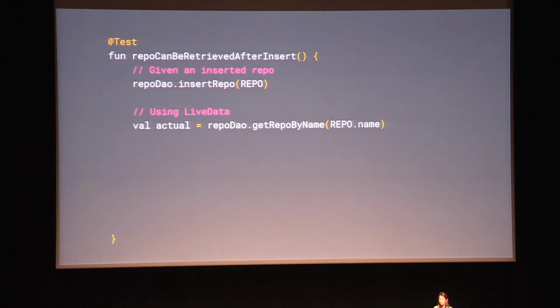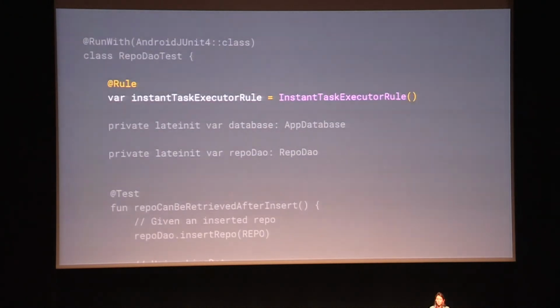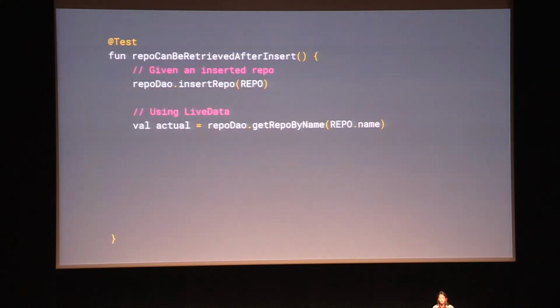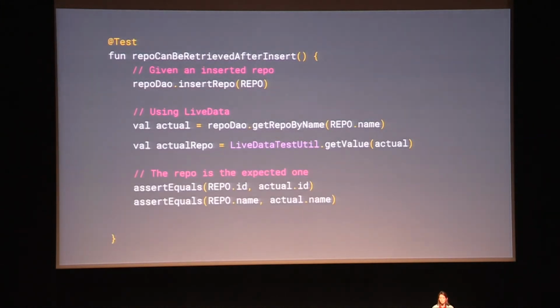And then when we're working with live data, we would need to get the list of repositories, let's say, by name. And one thing to remember is that you need to add the instant task executor rule. Because by default, live data will work on the background thread, we want to make this a synchronous operation. So this instant task executor rule will replace the executor that architecture component is using under the hood with a synchronous one. So this means that afterwards you can easily get the value that was returned or that was emitted by the live data and check that indeed that is the requested one.